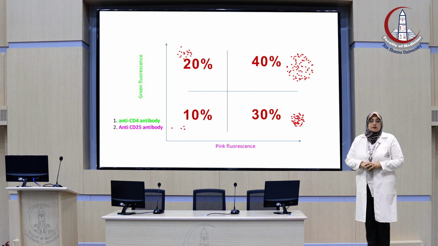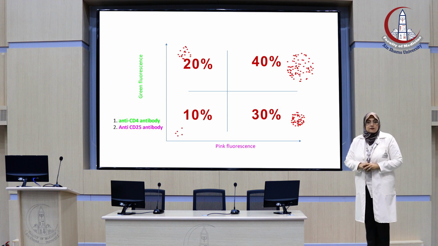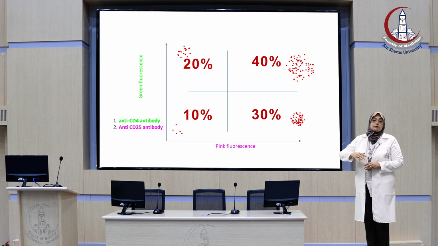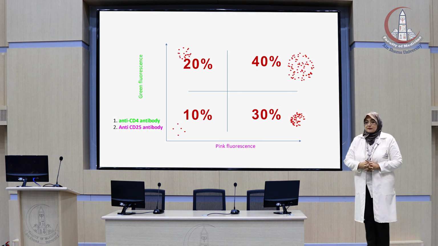What proportion are CD4 positive, CD25 positive T cells? That would be 40%, the upper right quadrant, so it is expressing high levels of both CD4 green fluorescence as well as CD25 pink fluorescence.